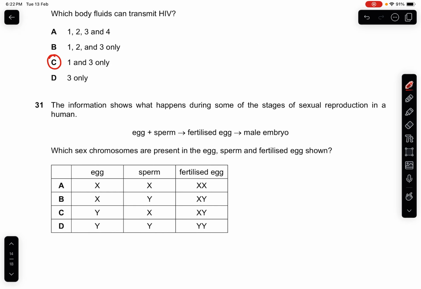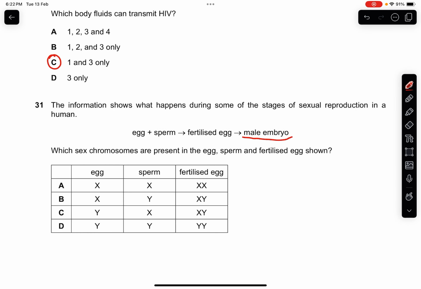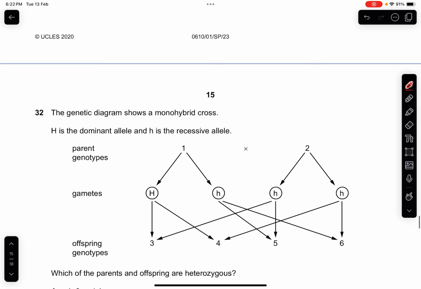Question 31. The information shows what happened during some of the stages of sexual reproduction in humans. Which sex chromosomes are present in the egg, sperm, and fertilized eggs are shown. Typically, an egg only contains the X chromosome. The sperm will contain the Y chromosome, and when there's a fertilized egg, especially when they have indicated that this is a male embryo, it means it consists of X and Y. So the answer is B.